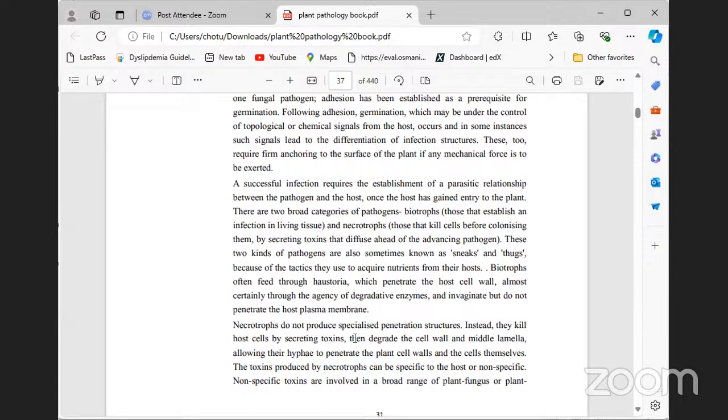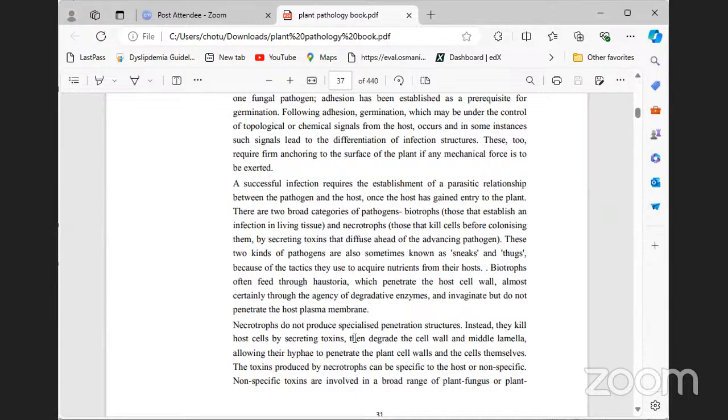These two kinds of pathogens are also sometimes known as snakes and thugs because of the tactics they use to acquire nutrients from their host. Biotrophs often feed through haustoria, which penetrate the host cell almost certainly through the agency of degradative enzymes, and are invaginated but do not penetrate the host plasma membrane.